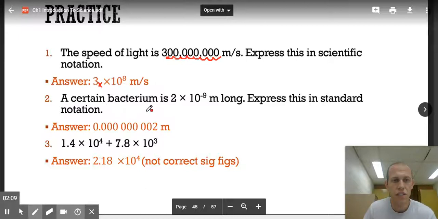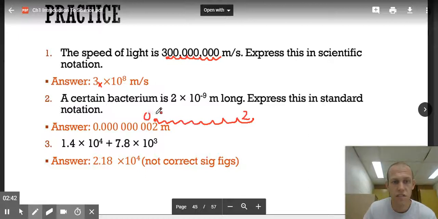A certain bacterium is 2 times 10 to the negative 9 meters long. Express this in standard notation, meaning just a number with a bunch of zeros. What I like to do for this one is write my number with the decimal point. The negative means I have to make this into a small number, so I move the decimal point in the direction that will make it small. This way would make it big, so I move it this way 9 times to make it small. So 1, 2, 3, 4, 5, 6, 7, 8, 9. That's where my new decimal point is.